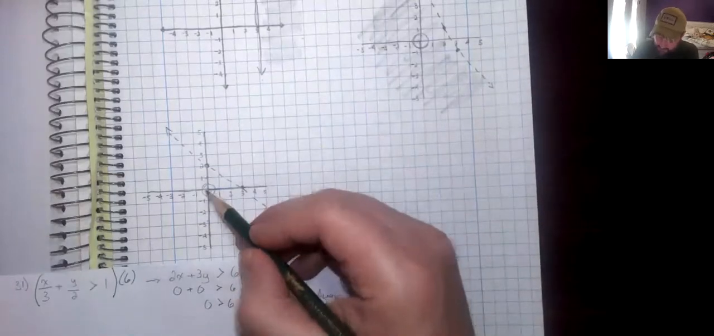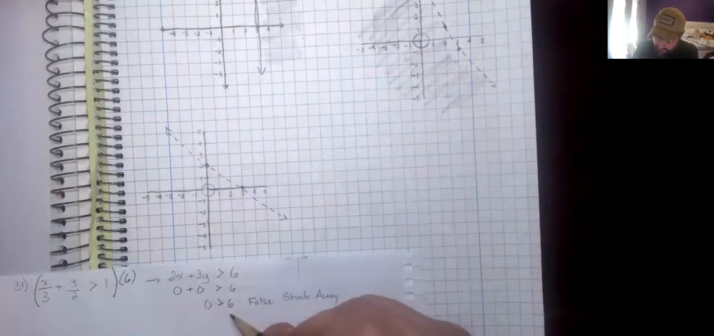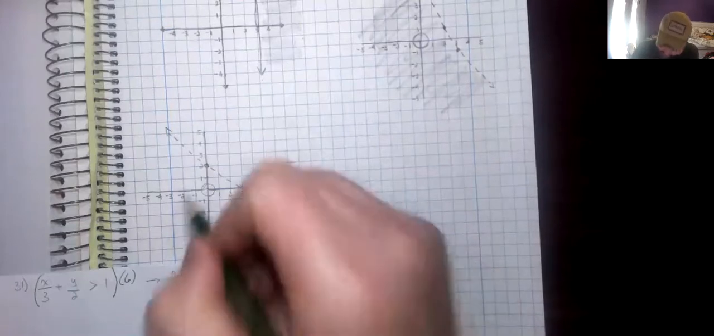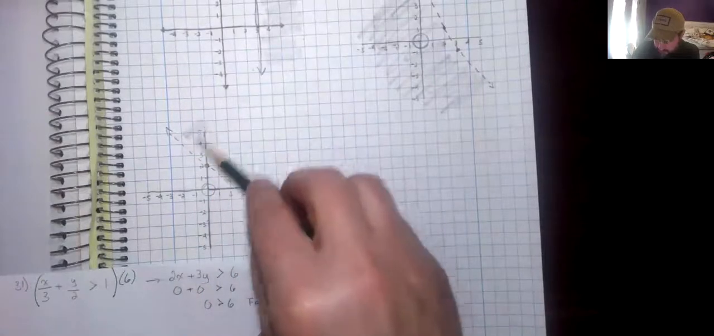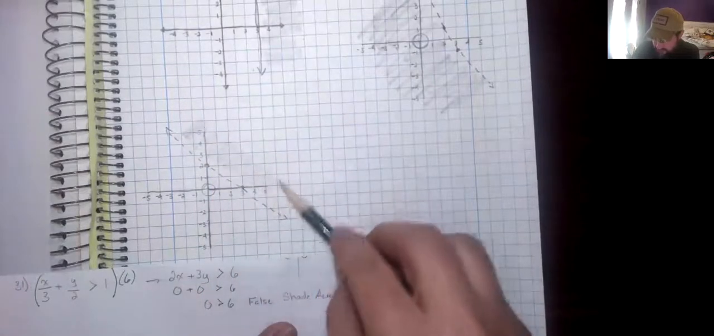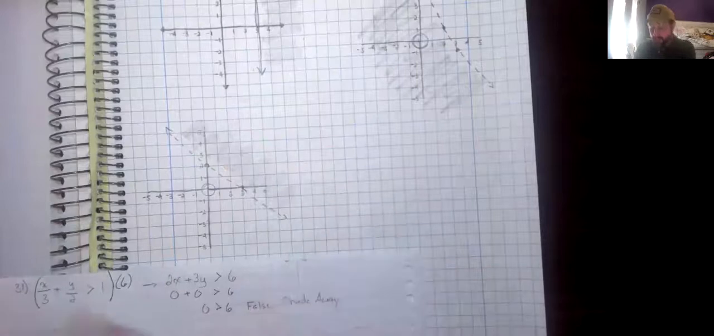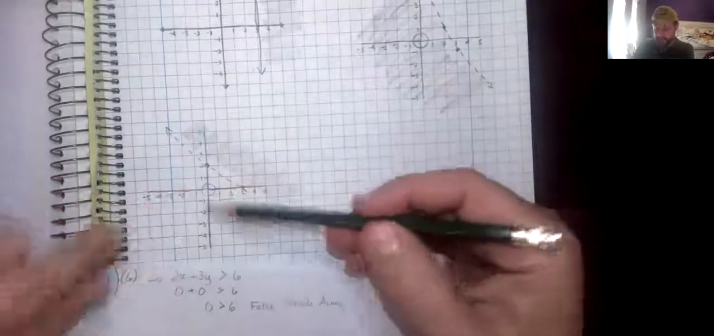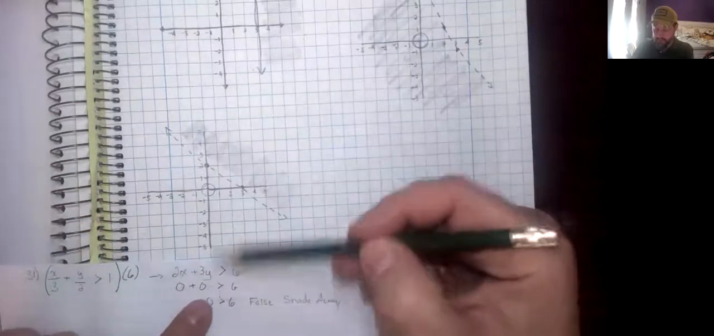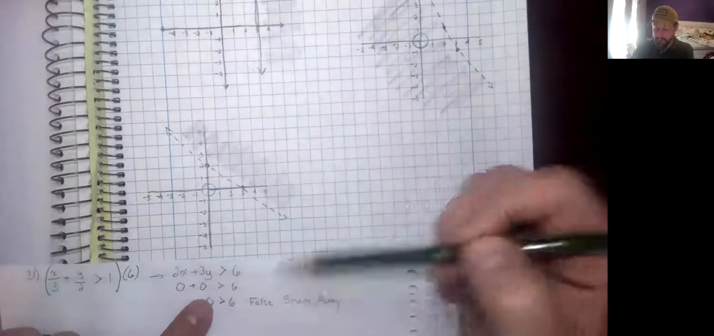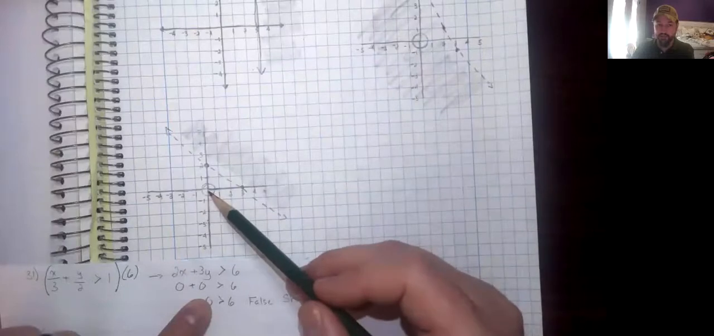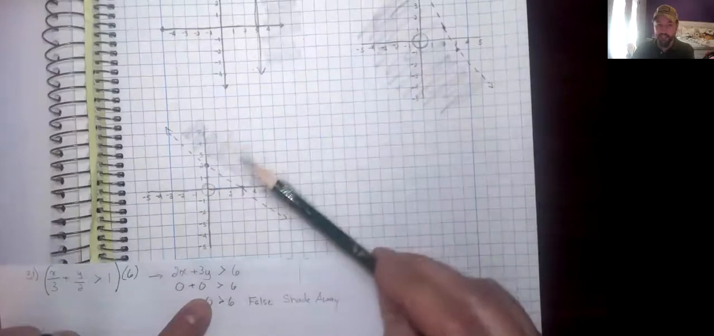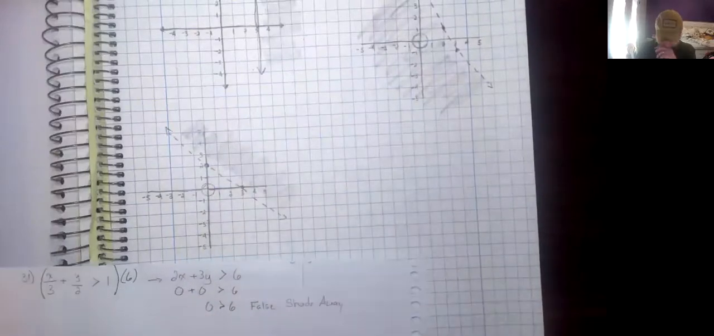So you got 0, 0 origin. When I plug that in, it's a false statement. I don't include that. It's not included. Everything else is. So I shade on this side. If my test point leads to a true statement, I shade toward it. If my test point leads to a false statement, I shade away from it.